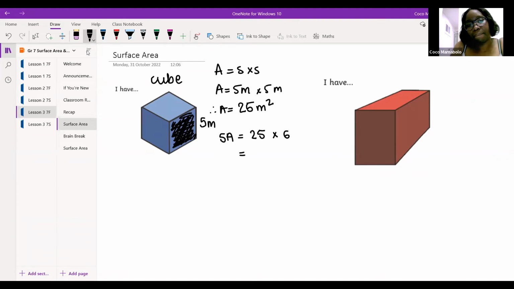30 meters squared. I don't know how we got to 30, because 25 times 6 should be a lot more. I think you may have pressed plus instead of times. 150 what? 150 meters squared. Excellent. Therefore, my surface area is 150 meters squared.